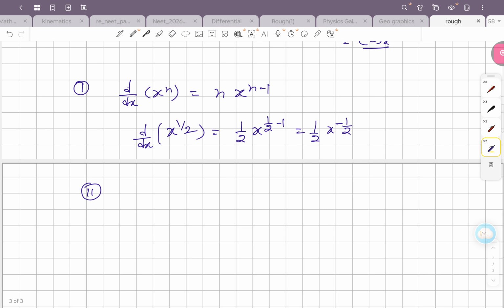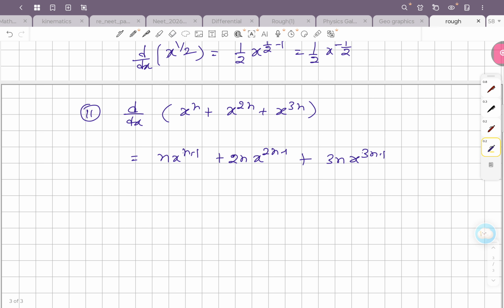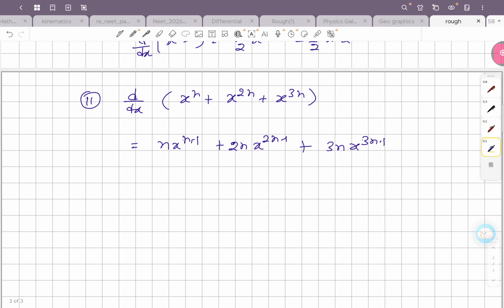Second, if you differentiate a sum of functions, like x to the power n plus x to the power 2n plus x to the power 3n, how can you differentiate? It becomes n x to the power n minus 1 plus 2n x to the power 2n minus 1 plus 3n x to the power 3n minus 1.